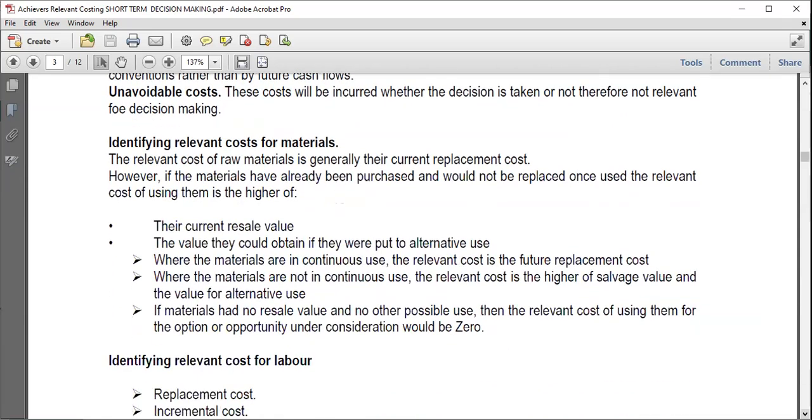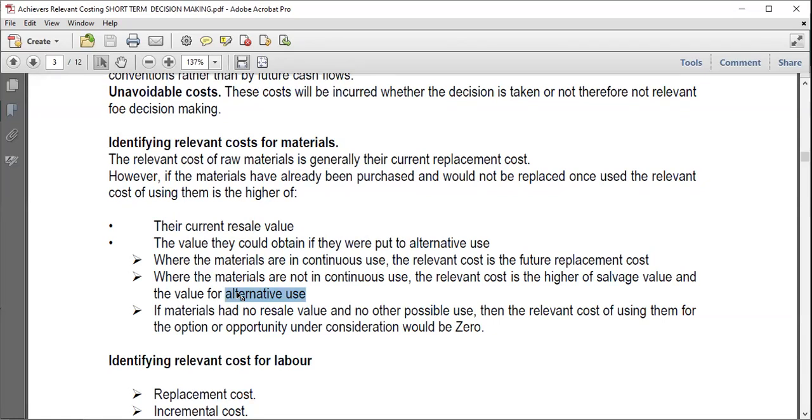So I was still around materials, and I was saying that if materials are not in continuous use, you don't use these materials for your day-to-day work, maybe they don't relate to the kind of products you now produce, we look at the higher of the salvage value, which is the scrap value, and the value for alternative use.